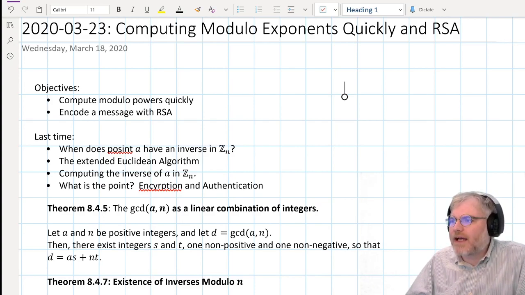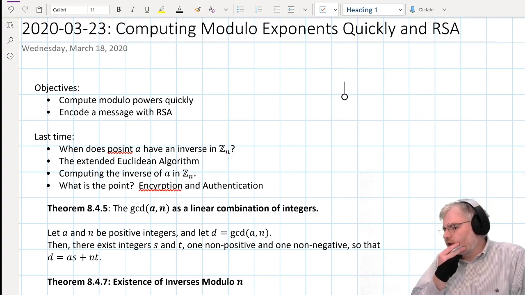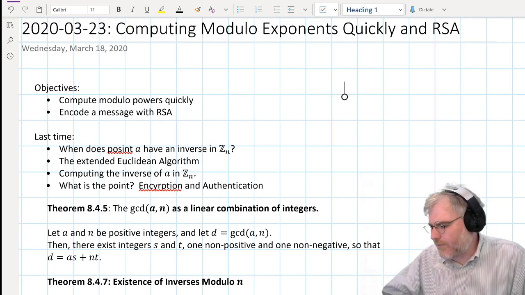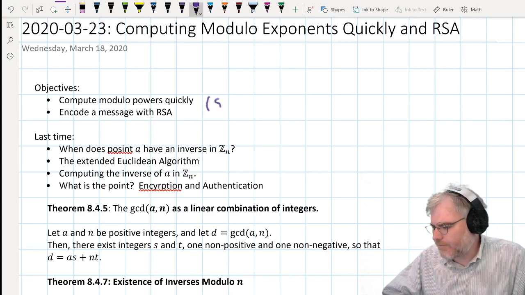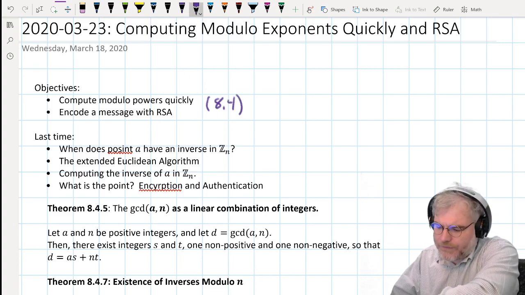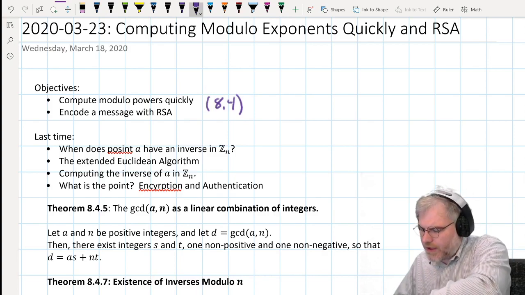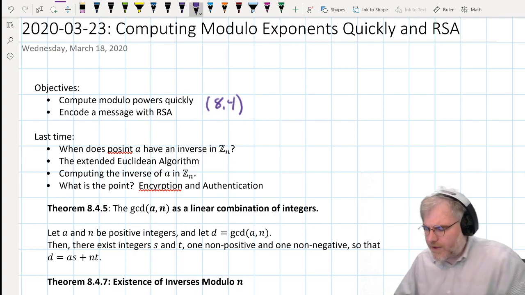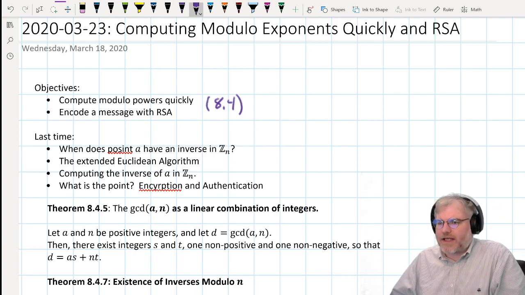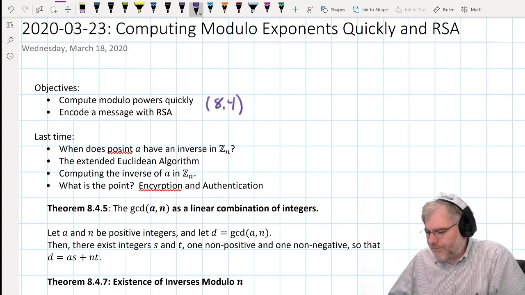So let's go ahead and get started with the stuff for today. What we want to do is finish this. This is all section 8.4 in the book. We want to finish getting through RSA. We're probably going to finish it next time. We're kind of going to finish decoding next time. But today we at least want to get through encoding and why it works and is so important.